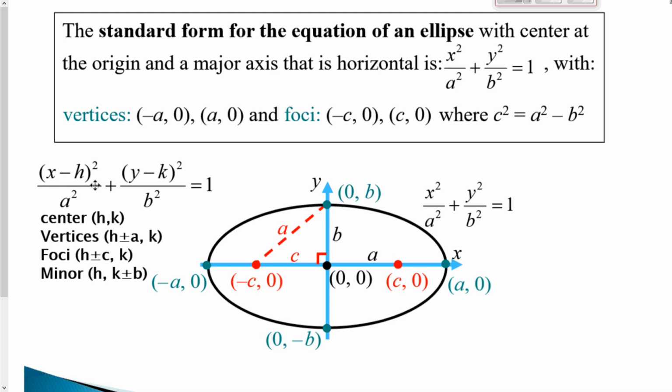And then here is a more general form, right? This is the most basic, x squared over a squared, where we have (x minus h) quantity squared over a squared plus (y minus k) quantity squared over b squared equals 1, that would be the normal.